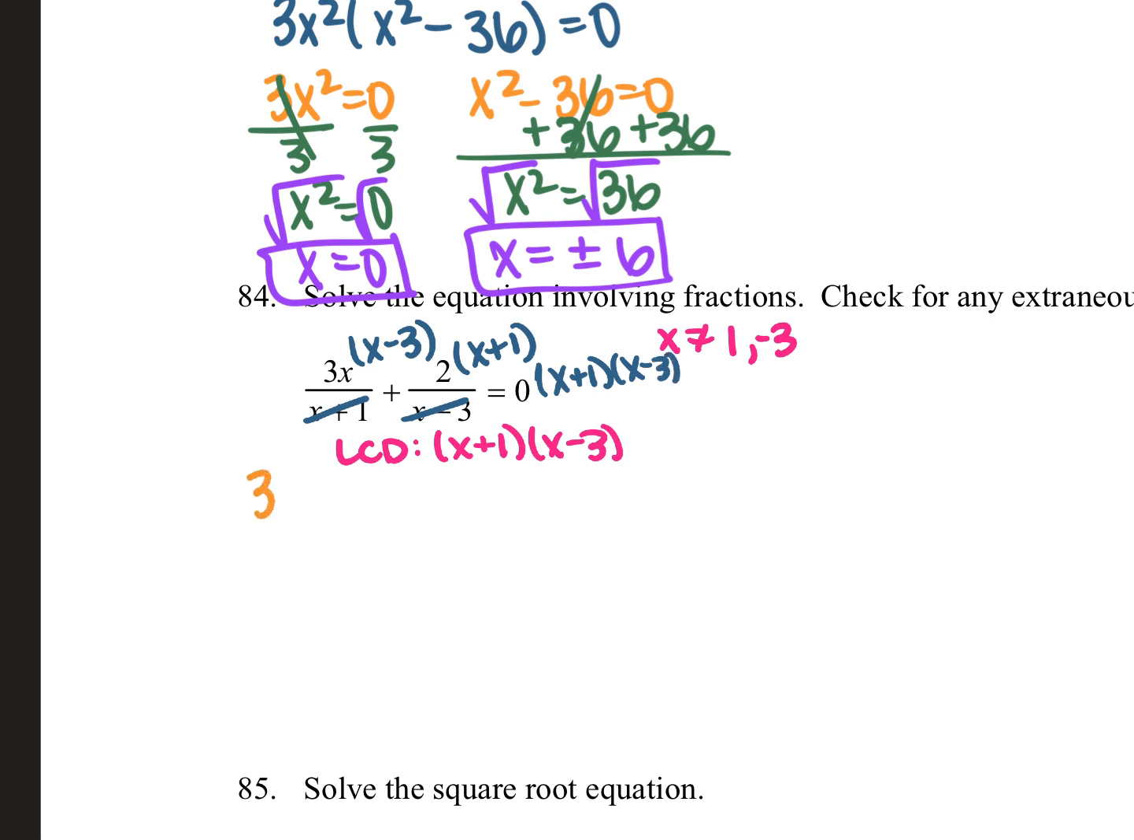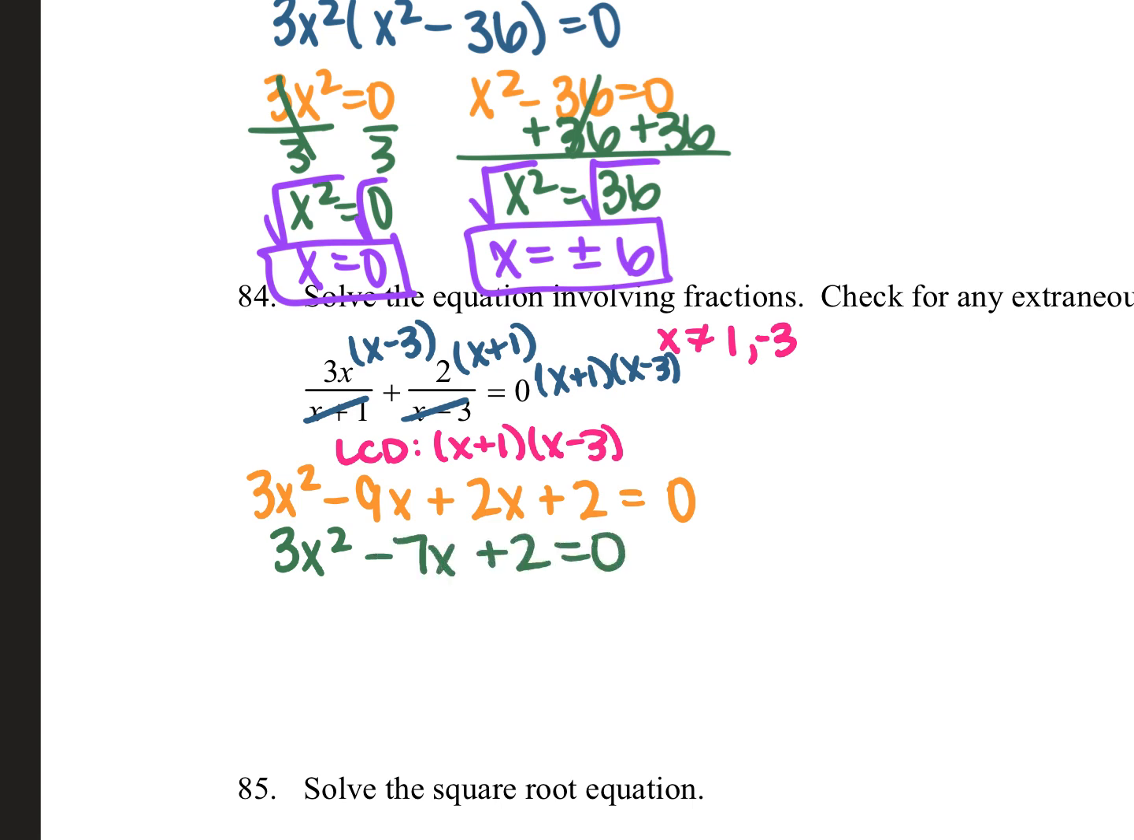So this is going to give us 3x squared minus 9x plus 2x plus 2 is equal to 0. From here, we combine like terms to give us 3x squared minus 7x plus 2 is equal to 0. 3 times 2 gives us 6.